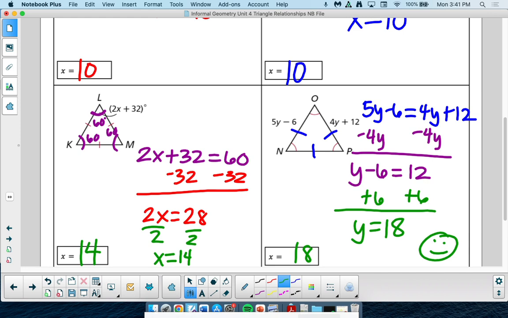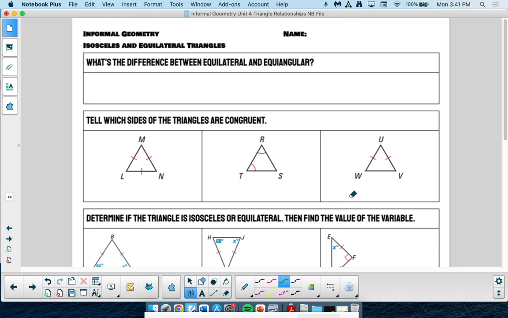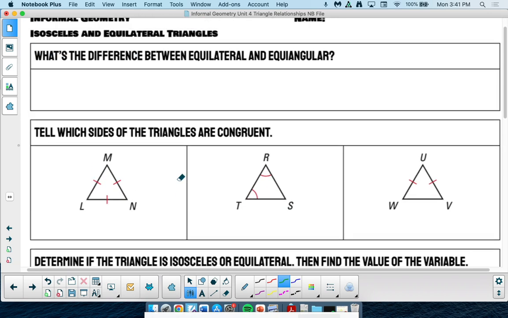Tan, like a tannish color, I think. Let's do some of these together to get you on a good start, okay?